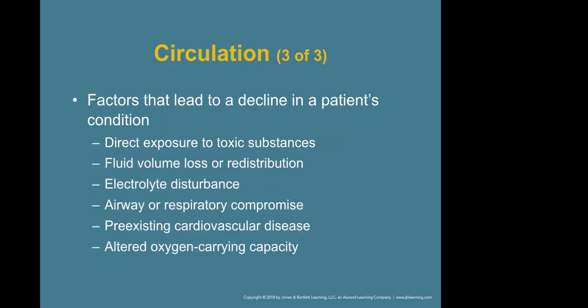So decline in patient status can come from a lot of things, okay? How much they were actually exposed to, any fluid volume loss, okay? Any electrolyte disturbances that the chemical may cause, any airway or respiratory compromise, pre-existing diseases, including cardiovascular resistance diseases, anything that's going to alter that. Of course, the dose.